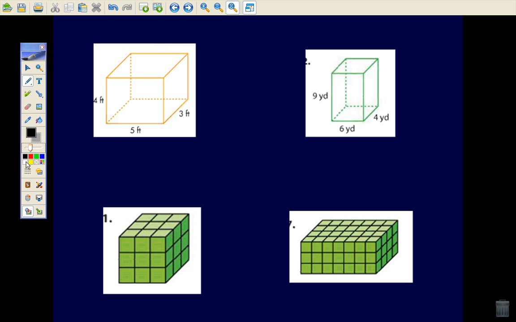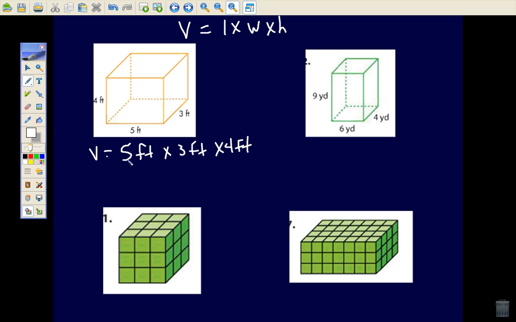Alright, so we said the formula was length times width times height. So we're going to just plug in our numbers for our formula. So we're trying to figure out the volume of this figure right here. The length would be 5 feet. The width would be 3 feet. And the height would be 4 feet. So when we multiply those together, 5 times 3 is 15. 15 times 4 is 60. So the volume of this figure right here is 60 cubic feet.